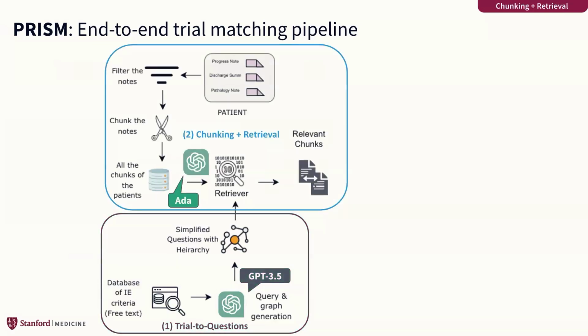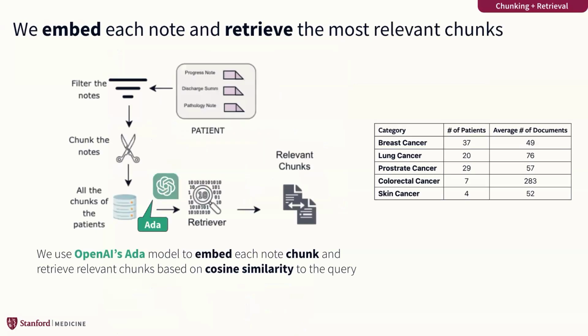Second step, chunking and retrieval. Okay, we have the criteria. Can we fetch the relevant parts from the patient EHRs for matching? I'm not going to go into too much detail here. This is basically the same thing I described previously. We're just doing classic vector database retrieval. But just to give you a sense of the size of the data set.